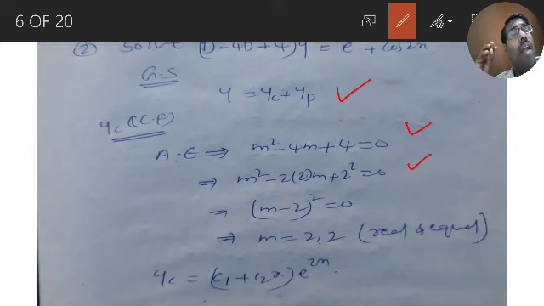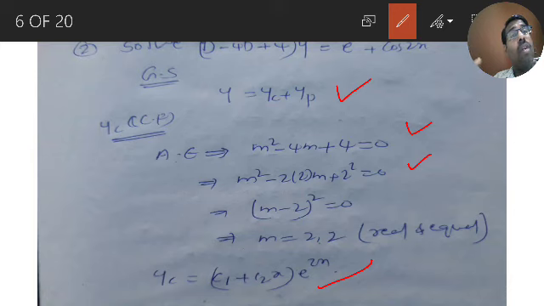For the roots 2, 2, real and equal, what happens? yc is equal to (c1 plus c2x) into e power of 2x. This is my yc since the roots are real and equal. So here, in turn, what is happening?